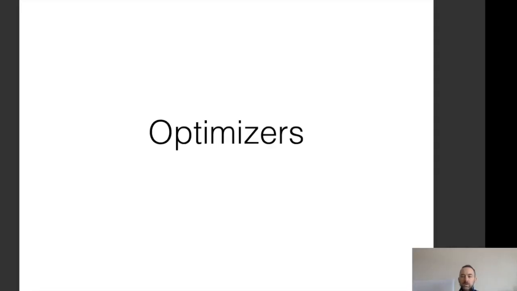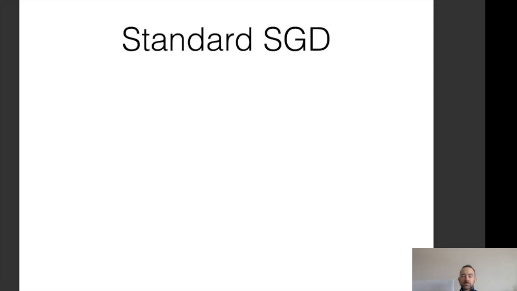Okay, so now that we have the basics of neural language models, I'd like to go into some details about how we train these language models. And specifically, I'll first start out by talking a little bit about optimizers.